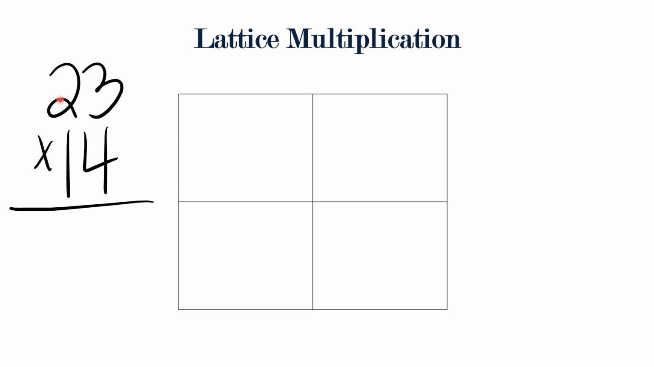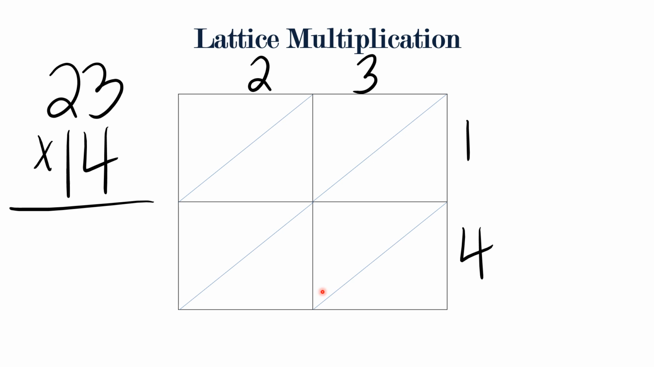So you're taking each of your factors, 23 and 14, and you're going to write them around this box. So take your first number, put it up here on the top. And take your second factor, draw it on the side. So 1, 4. All right, now you're going to draw a diagonal line rising from left to right in each one of the boxes. So you can see I've done that here.